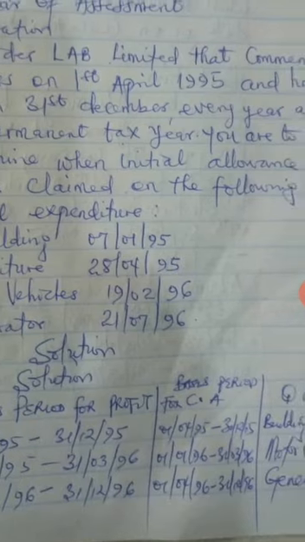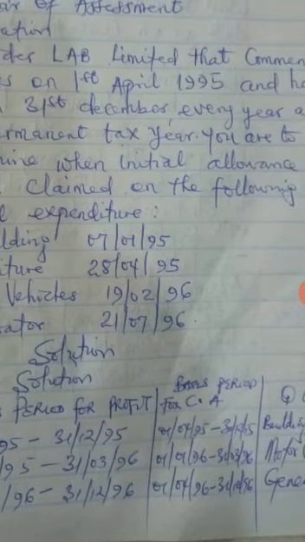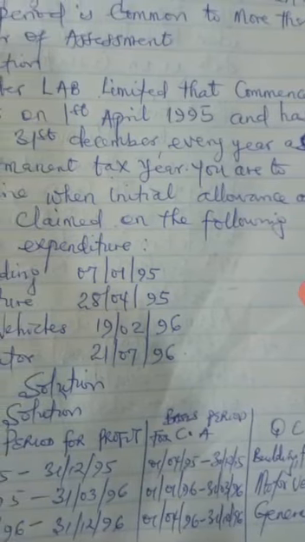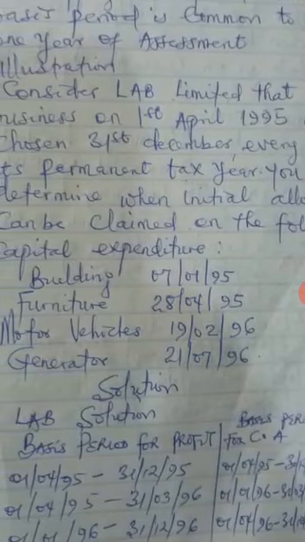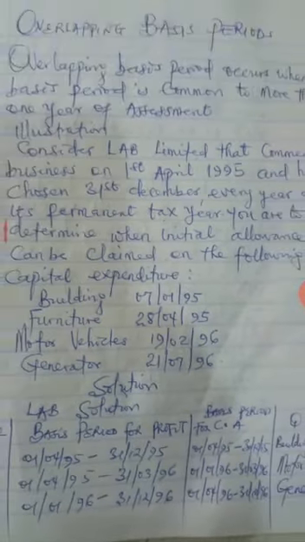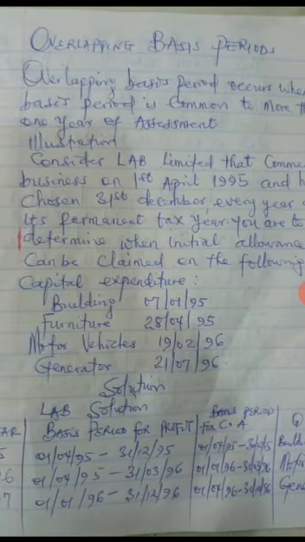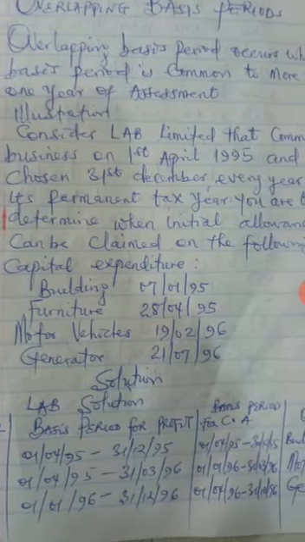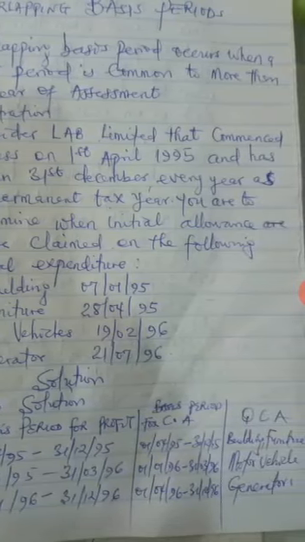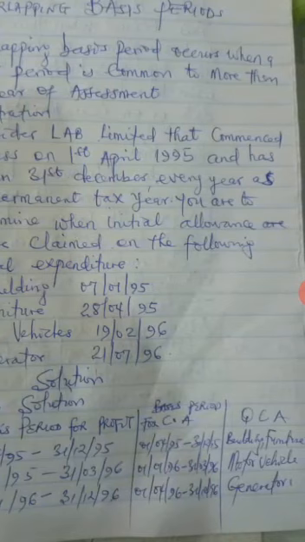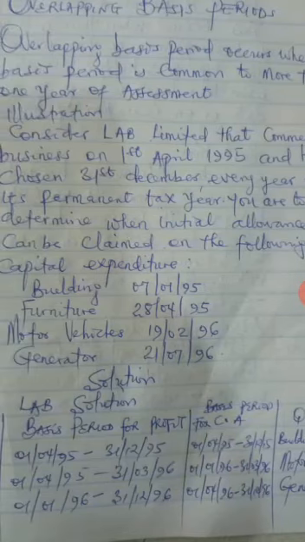So what I'm trying to explain, looking at the question here, you will see that we have explained for the building, the 7th of January 95, but we assume it to be acquired in the year of commencement. That's why it's in this place. The next thing is furniture. Furniture was gotten on the 28th of April 95. The business commenced when? 1st of April 95. So we are having the furniture here because it falls in between the gap.